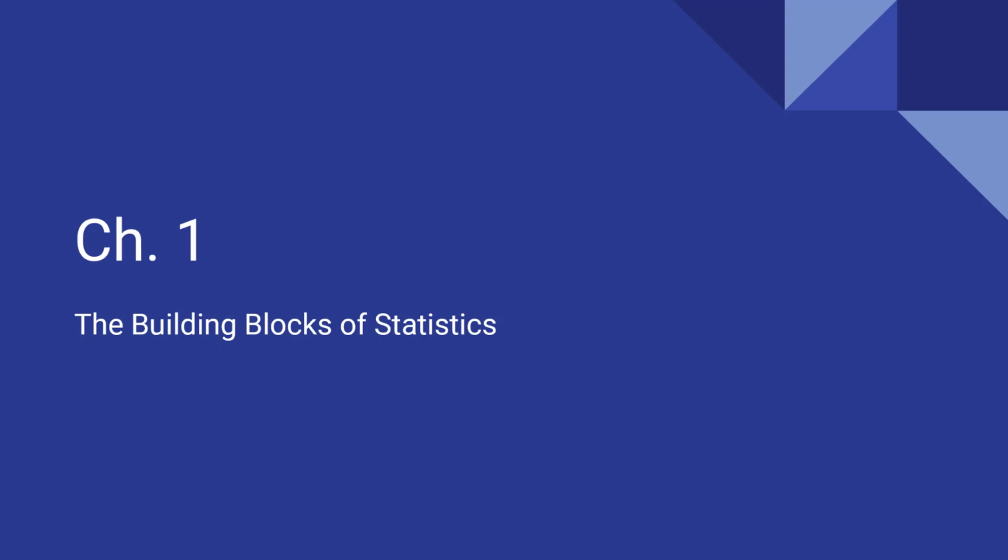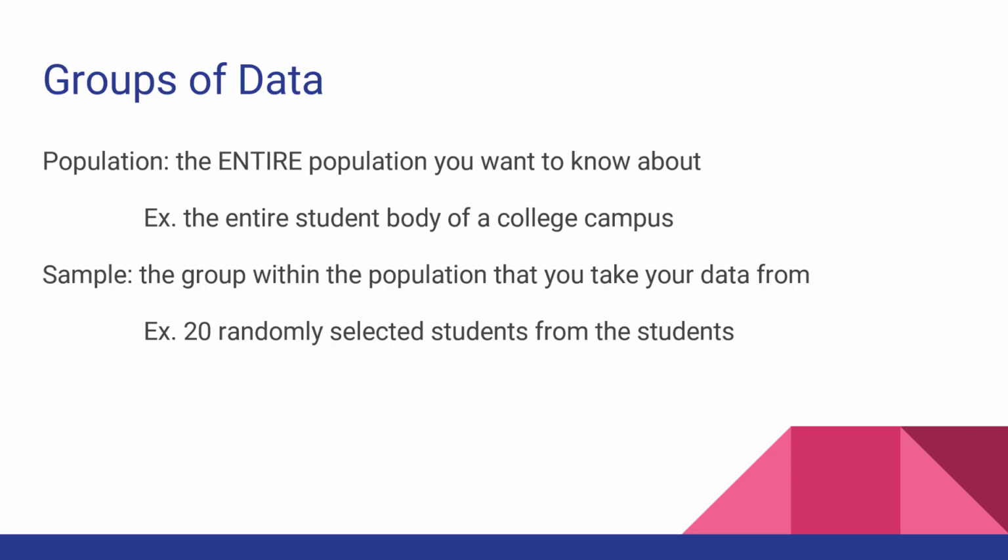This chapter is relatively light, it's just some basic vocabulary that you'll need to know for the rest of the course. So throughout the entire course, there's two main groups of people that you'll always need to know about. One is going to be your population and one is your sample. These are two distinct groups of data that you need to know the difference between. The population is the entire group of people that you want to know about.